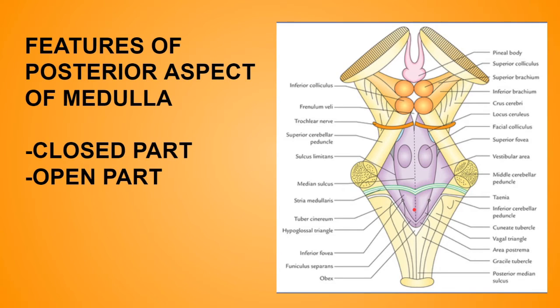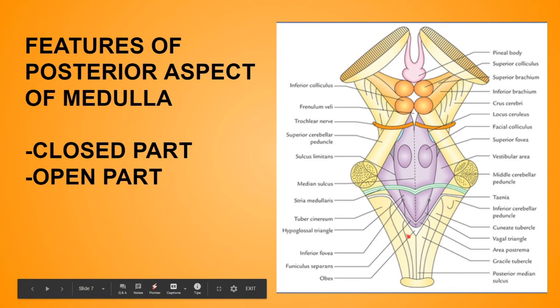Now the features of the posterior aspect of the medulla. This is the posterior aspect of the medulla. Now the features of the closed part. This is the closed part and this is the open part. So first of all, the closed part.